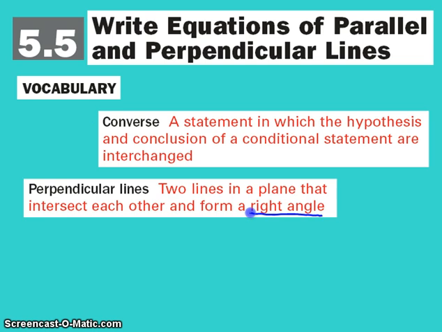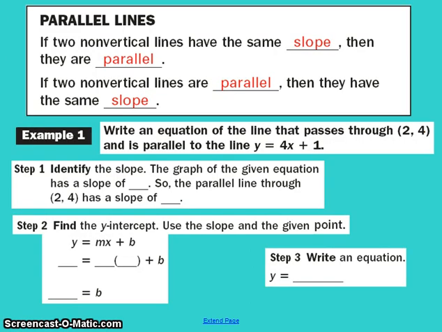The vocab term that I have skipped is converse. You don't really need to know it, but it's a statement that you can flip around and it's still true. It's a statement in which you take your evidence and the conclusion that you've made and you flip that around and it's still true. When we get to the examples, you'll see exactly what that is, but you do not need to know what that is.